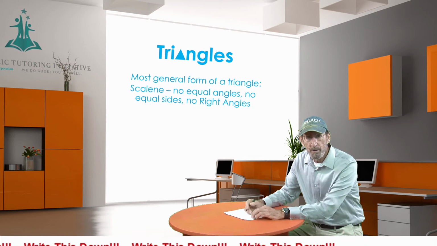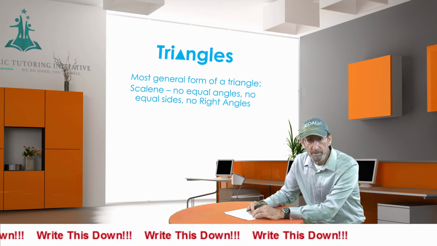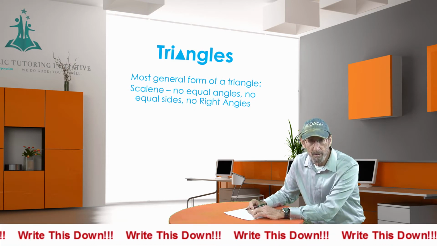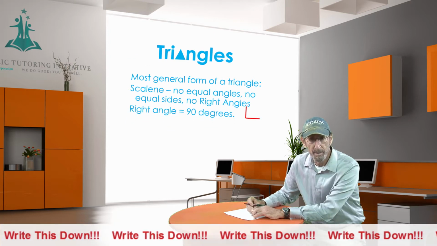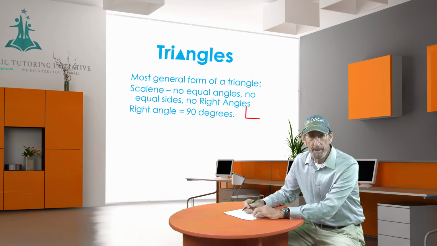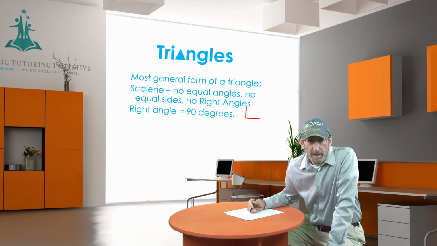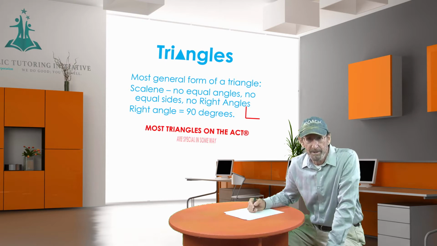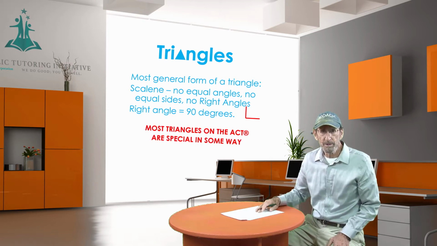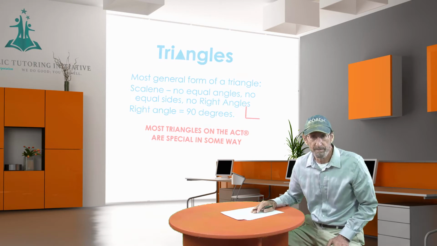The most general form of a triangle has no angles that are equal, no sides that are equal, and no right angles. A right angle, you remember, is 90 degrees. This general triangle is called a scalene triangle. Most triangles on this test are not scalene. They're usually special in some way.